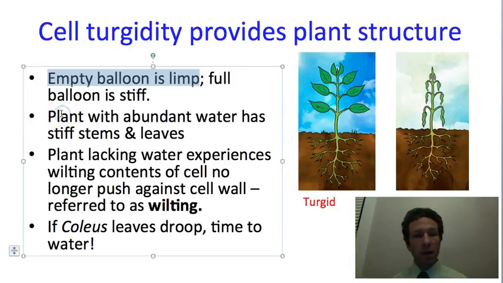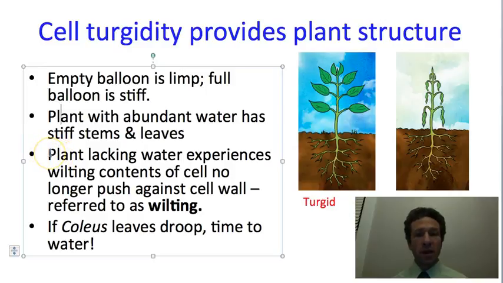That means that a plant with abundant water is going to have a stem that stays rigid and leaves that can stay rigid. The stem here is probably reinforced with other material too, and so the stem wouldn't necessarily fall, but you can see that the leaves are being held up, and that is done almost exclusively by the force of water against cell walls.